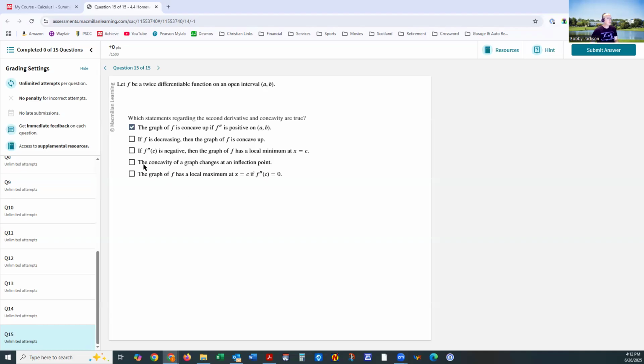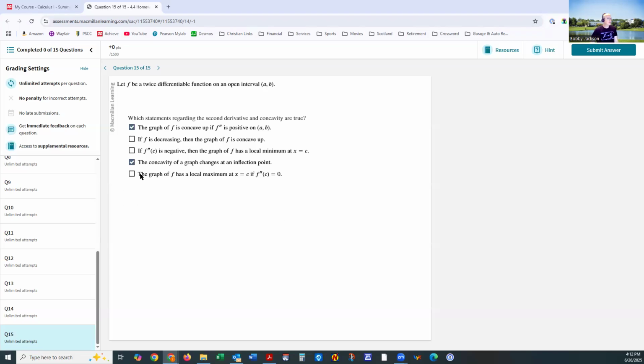Let's look at the fourth one. The concavity of a graph. Well, this is just saying any graph. I assume they're talking about this function in particular, but any graph changes at an inflection point. Well, that is true. That's the definition of a point of inflection, when we have a change in concavity. So be careful when you're checking, for instance, the second derivative. If the second derivative is zero, for instance, at a particular value in the interval, that doesn't necessarily mean we have an inflection point. We have to make sure that we have a change in concavity.